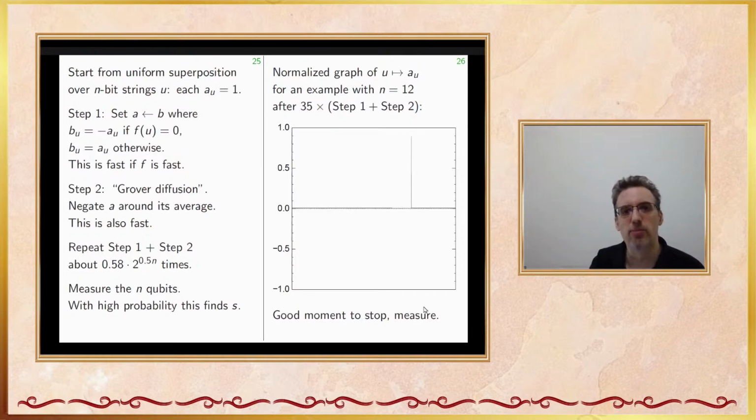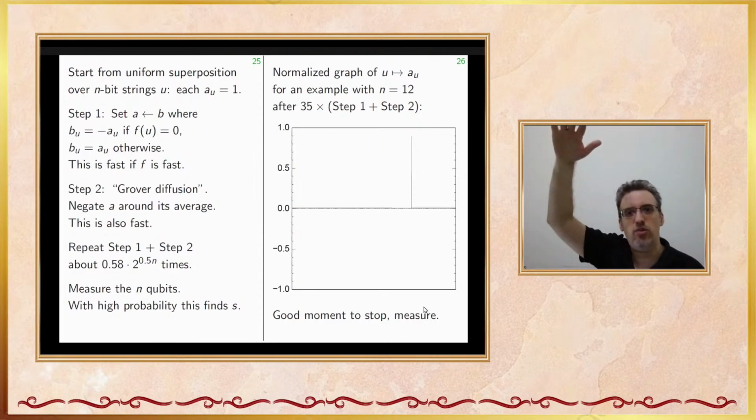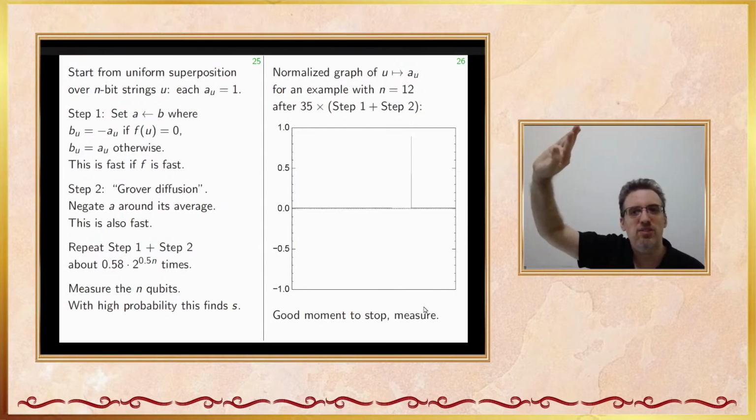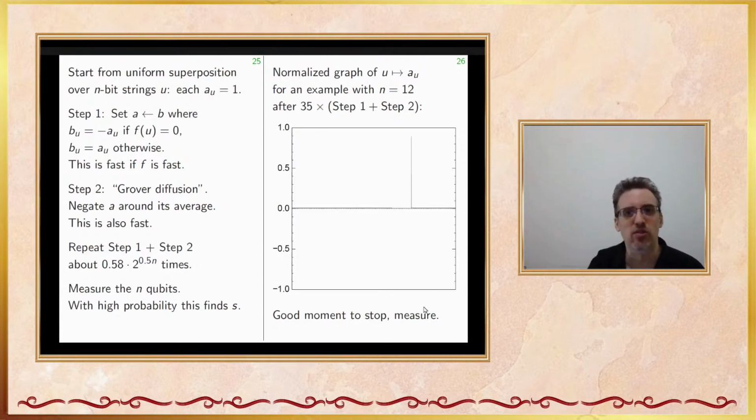After this number of steps, now say measure. And what the amplitudes have turned into at this point is very close to 0, except one of them is very, very close to 1. At the secret, it's very close to 1. And that means when you measure, you have almost 100% chance of, okay, it's not super close to 1. I mean, there is some gap there, but you have a very high chance of measuring exactly S. If it doesn't work, just try it again. And then each time you try it, you get another random chance of success.